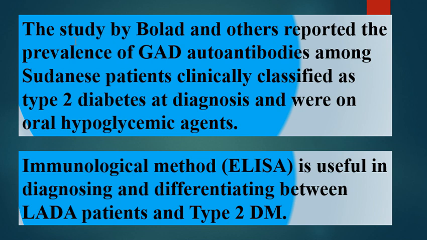In a study by Bolad and others, they reported that around 6% of Sudanese patients who attended the outpatient clinic with diabetes type 2 and were not responding to oral hypoglycemic, 6% of them were diagnosed as LADA by ordering for them anti-glutamic acid decarboxylase 65 antibodies. And this test was done by using ELISA.